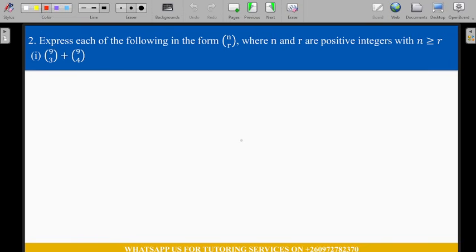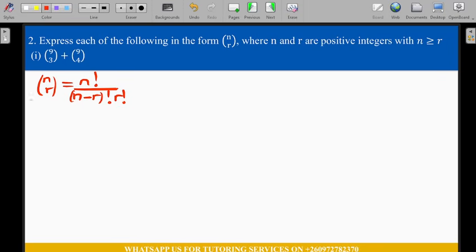Now we move to the second question, where we have to express each of the following in the form n combine r, where n and r are positive integers with n greater than or equal to r. For this, we answer it as we did for question number 1. The general formula we use is n combine r equals n factorial over n minus r factorial, r factorial. So now we start substituting.